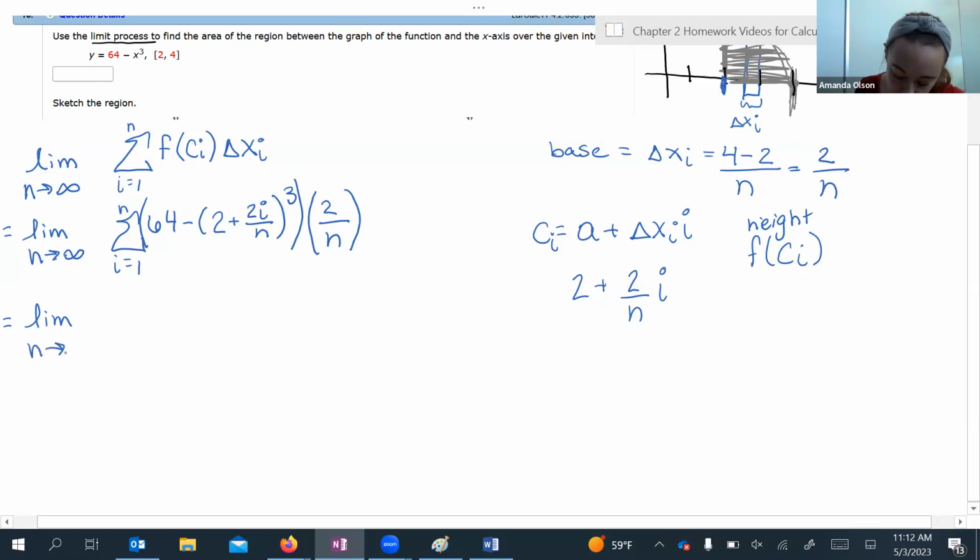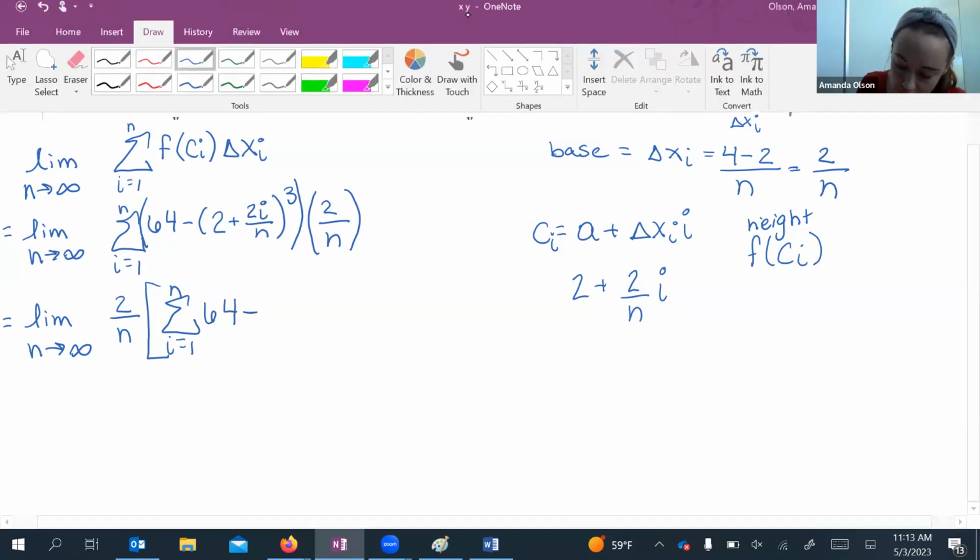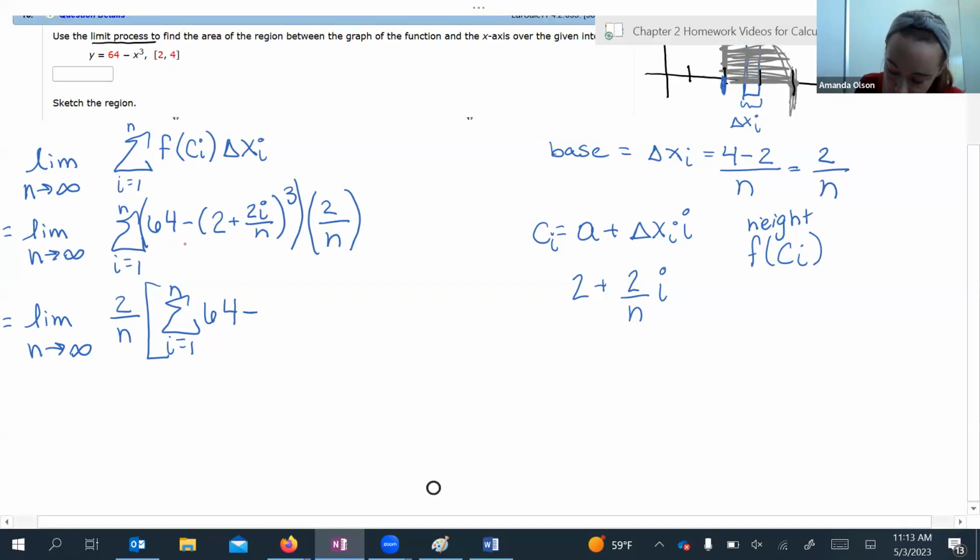So we have the limit as n goes to infinity of 2 over n times this sum from i equals 1 to n of 64 minus... I'm going to go ahead and expand, and I'll switch colors for you if I can. So we want to expand that to the third power. So that's going to be 2 plus 2i over n times itself, to square it.